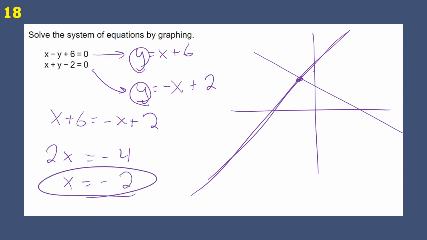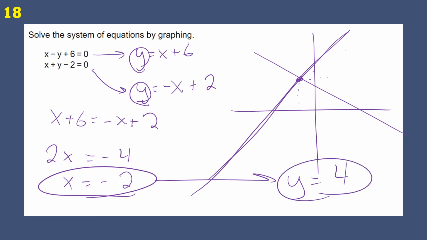That's only one part of my solution because that's my x coordinate, but the question becomes, what is my y coordinate? If I plug in negative 2, what would the y have to be? Now, I can go back into either one of my equations, and what you're going to see is that the y, if I plug in negative 2, has to be positive 4. So my solution is the point of intersection, negative 2, comma 4. So I solved it by graphing, but then I really solved it by substitution.